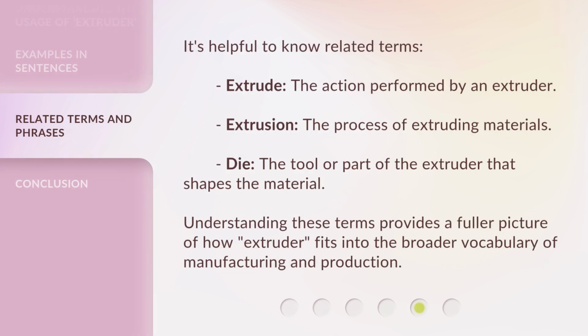It's helpful to know related terms. Extrude, the action performed by an extruder. Extrusion, the process of extruding materials. Die, the tool or part of the extruder that shapes the material. Understanding these terms provides a fuller picture of how extruder fits into the broader vocabulary of manufacturing and production.